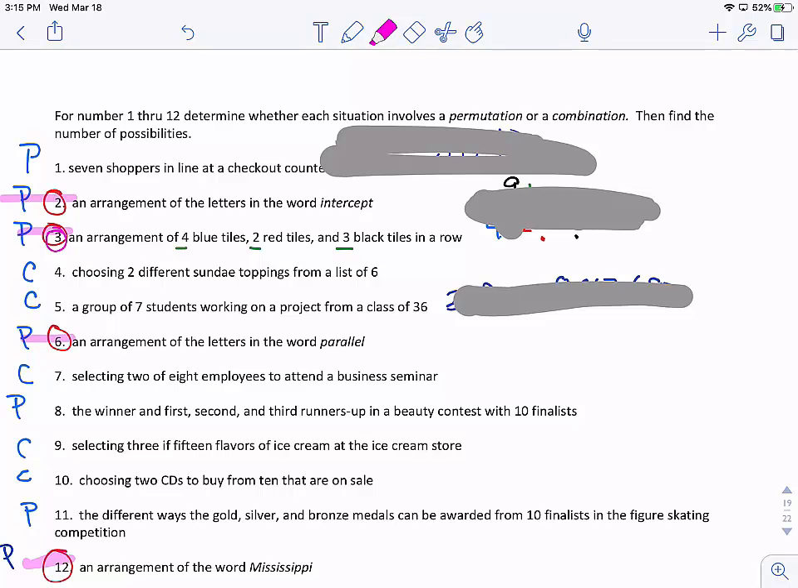Let's look at number 1 though. 7 shoppers in a line at a checkout counter would be a permutation because it matters. You want to be the first in line, not the last. So you would do 7P7 in your calculator, or you could use the formula, but you would get 5,040.